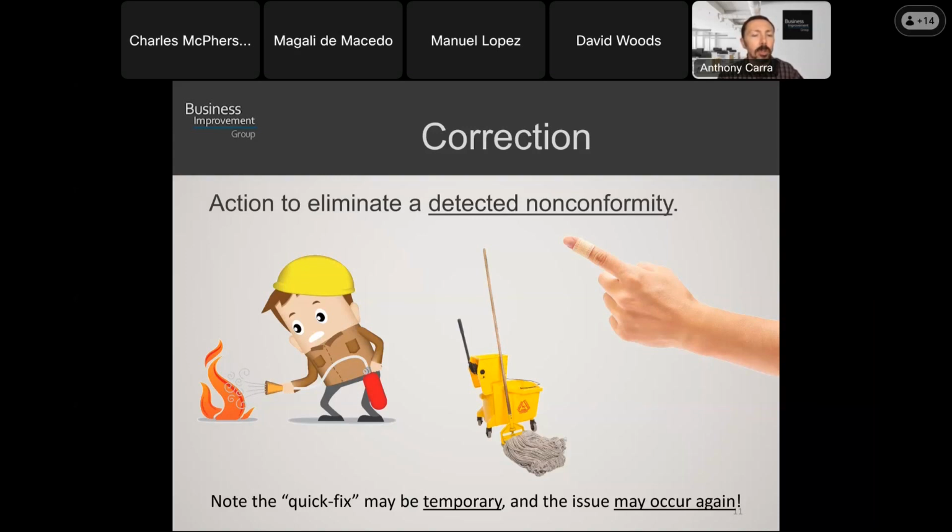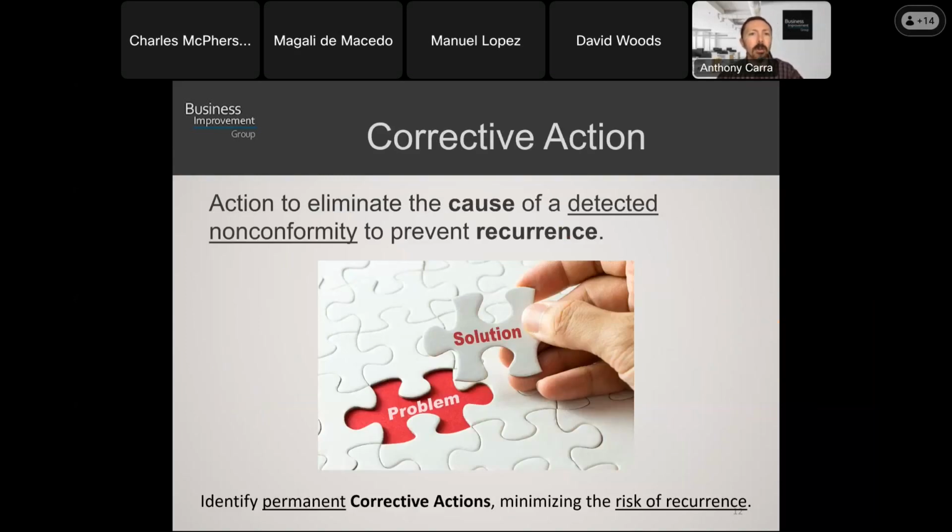What do I need to do while the team is investigating to put in the long-term fix? What can I do in the short term? So there is a place for corrections, but we want to make sure that we're not doing these types of activities to address the causes. Once we identify causes, now I want to talk about my corrective and preventive actions.